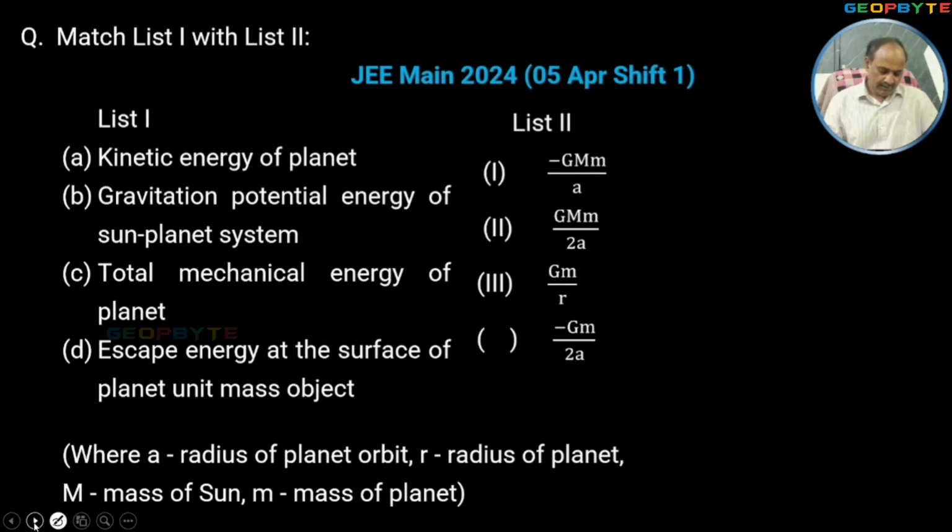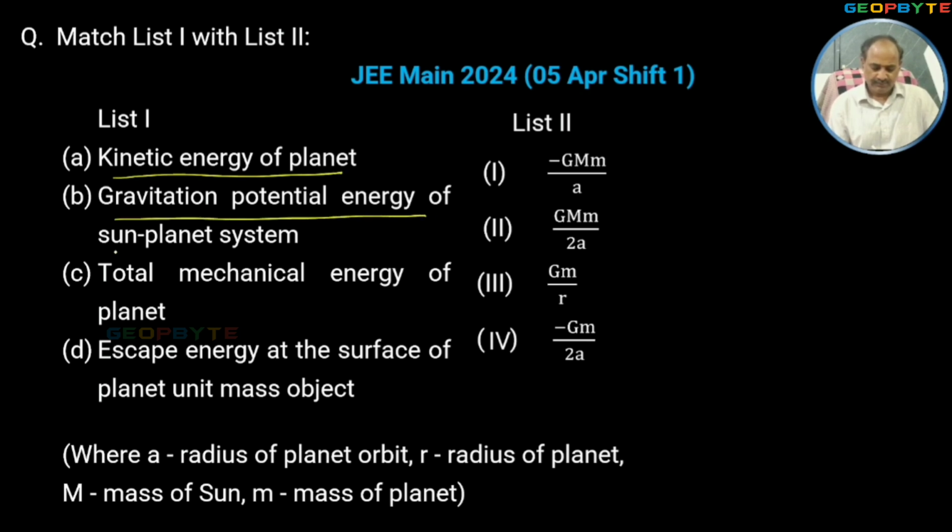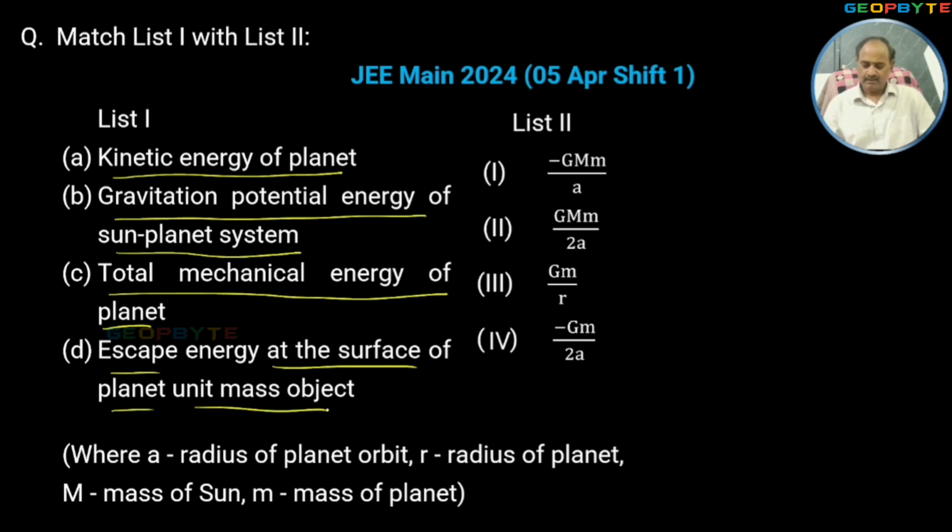Similarly, let us take another important problem. Look at the screen. It is a match list 1 with list 2 kind of question. On list 1, it is asking: kinetic energy of planet, gravitational potential energy of sun-planet system, total mechanical energy of planet, escape energy at the surface of planet, unit mass object.